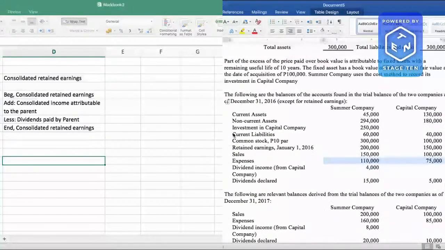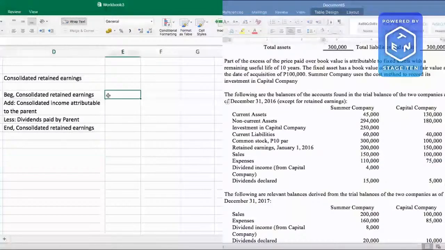This is from the December 31, 2016 trial balance. But take note, the retained earnings given here is as of January 1. So we can use this one. January 1 is the date of acquisition. So the retained earnings of the parent on January 1, 2016 would also be the retained earnings of the consolidated entity as of the date of acquisition. So we can use the 200,000 retained earnings of the parent.